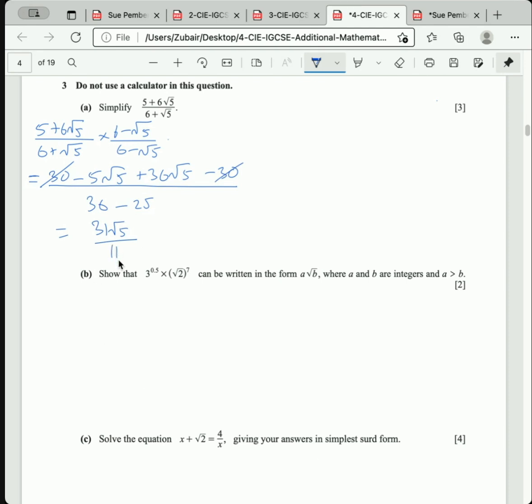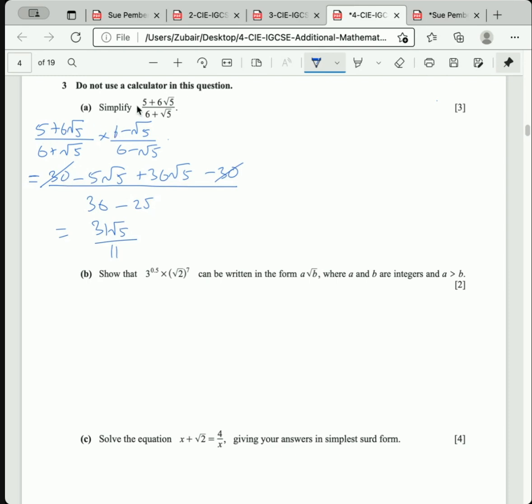I'm just making a quick check on the calculator. Root 5 over 6 plus root 5. Getting only root 5. Let me check. Where's the mistake?